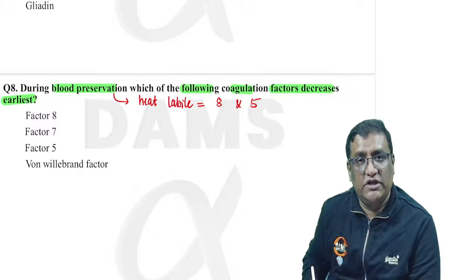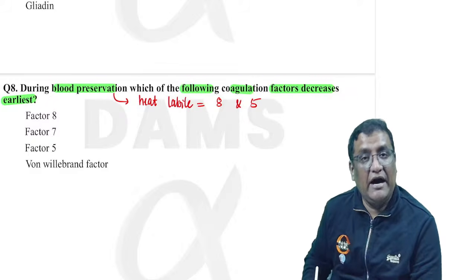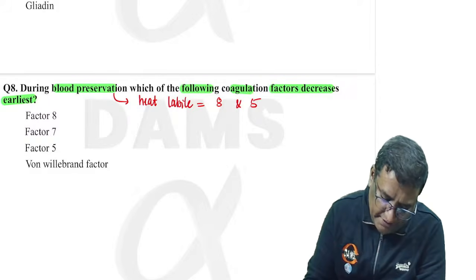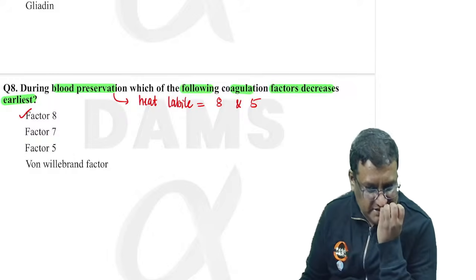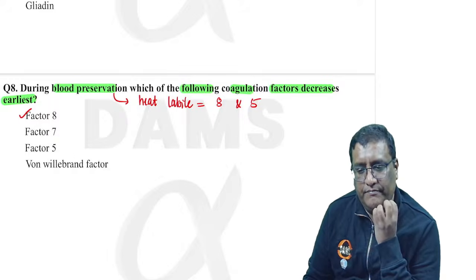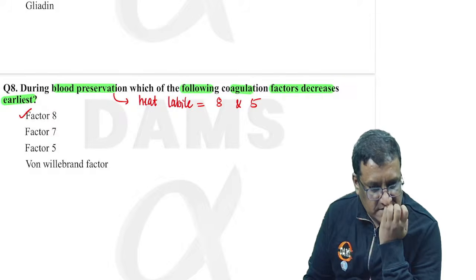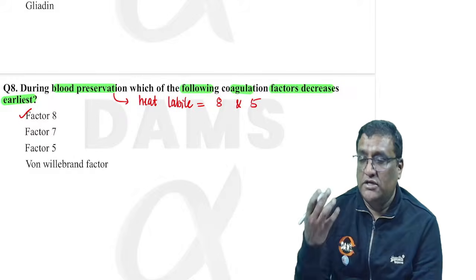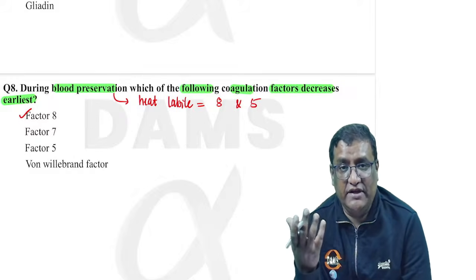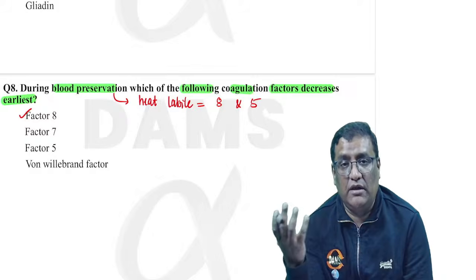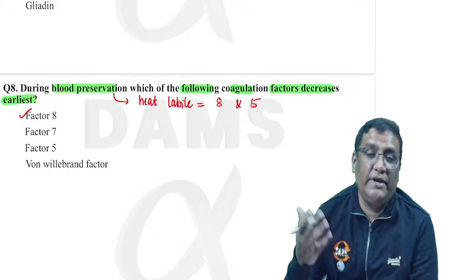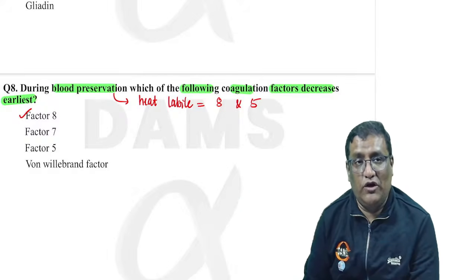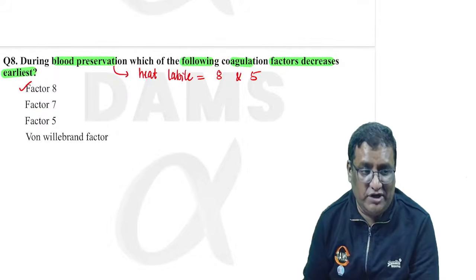Do not confuse this with the half-life of the factor. The factor with the shortest half-life is what? Factor 7. So the first one to deplete in the blood will be what? Factor 8 is the first one to deplete in the blood, followed by factor 5. And that is why, if you remember, while separating FFP we say we have to separate it as soon as possible, within 8 hours. If you separate it beyond 8 hours, factor 8 would have significantly reduced. And that is why you will not get a cryoprecipitate, and FFP will not contain the factors.